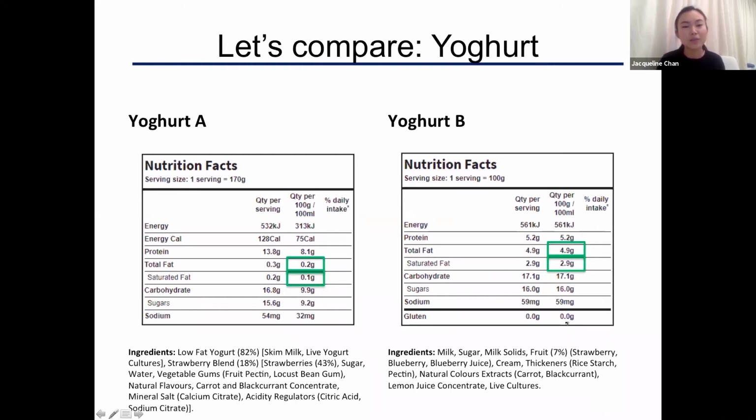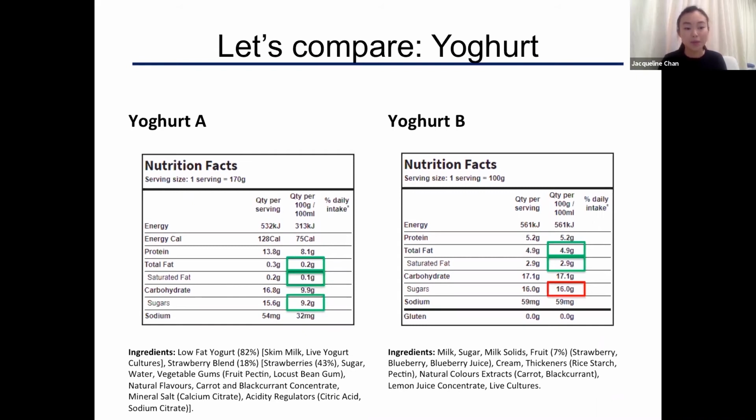However, we can see yogurt B is just a little bit higher in that fat content. Step 2 is to have a look at sugar. So we can see that yogurt A has 9.2 grams of sugar, which is less than our 15 grams, but yogurt B has 16 grams per 100 grams, which is higher than our criteria.